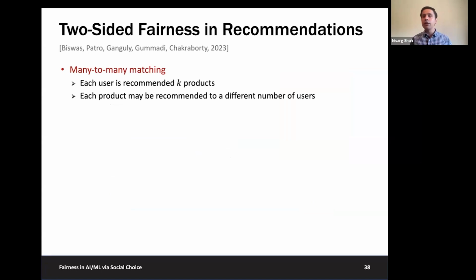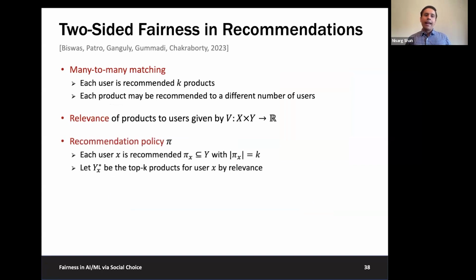So there's one paper that looks at this as a many-to-many matching, where each user is recommended K products, and then each product can be recommended to a different number of users. And here the relevance of the products to users is again given by some kind of function V. You can define it on the domain X cross Y. And then the recommendation policy is again pi, and pi_X is the recommendations given to this user X, which are now deterministic, but up to a total number K.